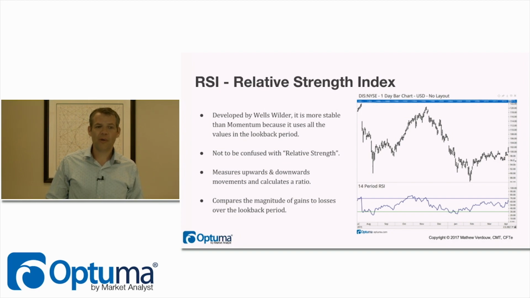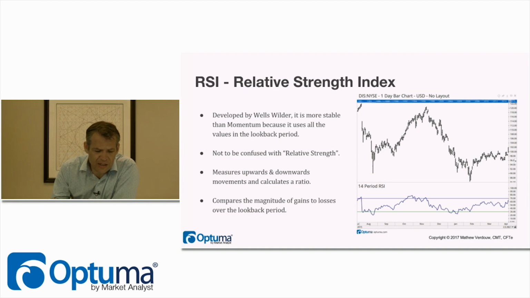Again, more stable than momentum because it uses all the values rather than just today's value and the value 10 days ago. It will use all the values in the whole look-back period, takes the positive values and the negative values and adds them together and calculates a ratio. So again, it's a little more stable. Stability usually comes at the expense of lag. So you do get maybe a slower reaction than otherwise.